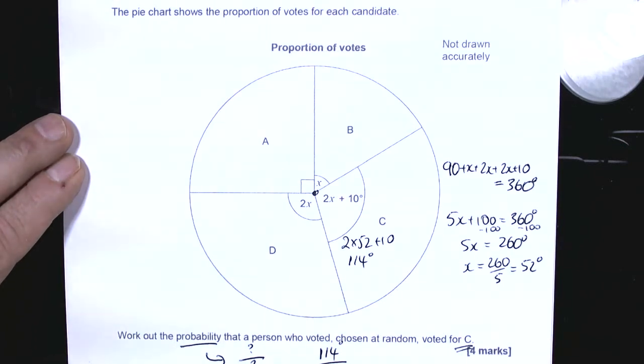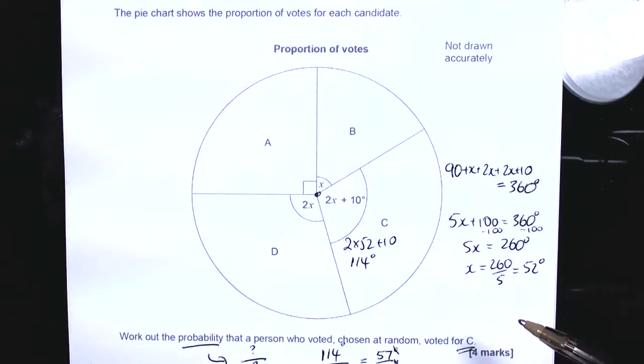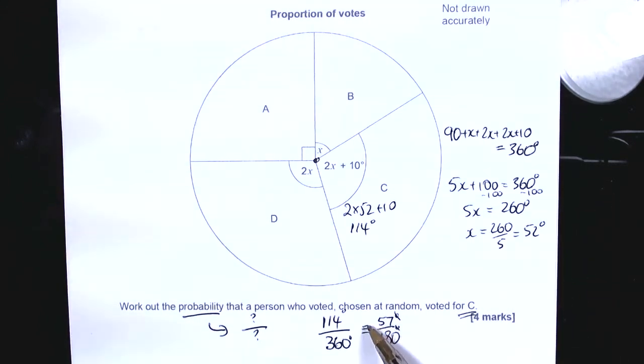We technically don't have to cancel down. It doesn't say simplify down as far as you can. But if you wanted to, you could say that that's equivalent to 57 over 180. Don't need the units because it's a fraction and they've got the same units. Okay, so that's the answer to that question. So we've got 114 over 360, 57 over 180.